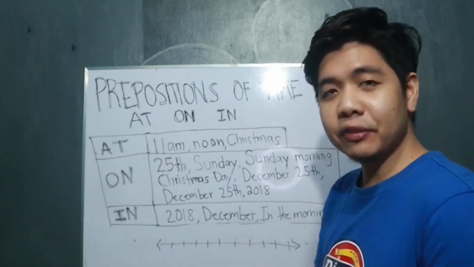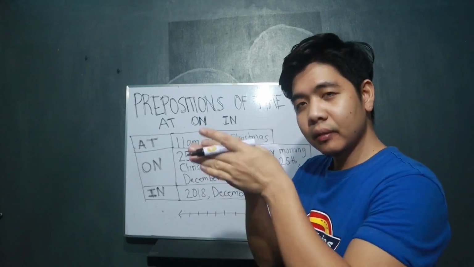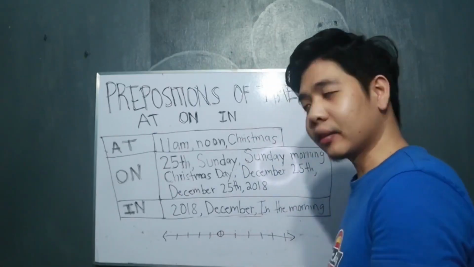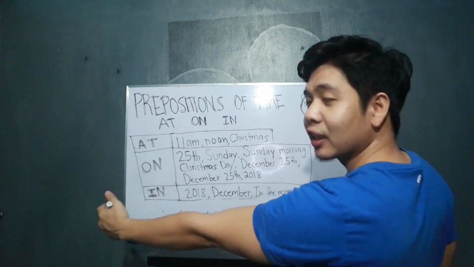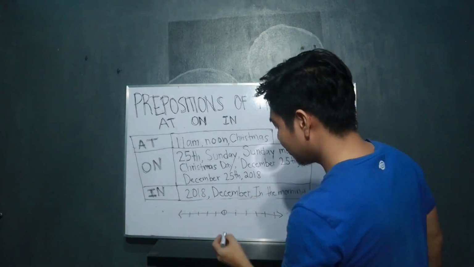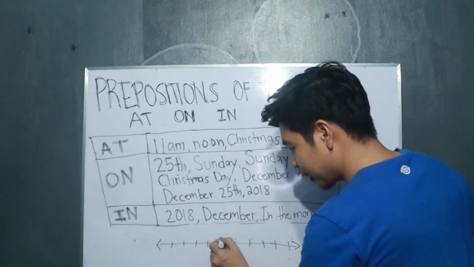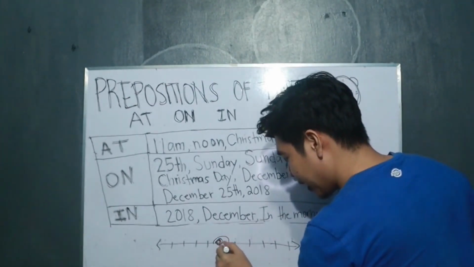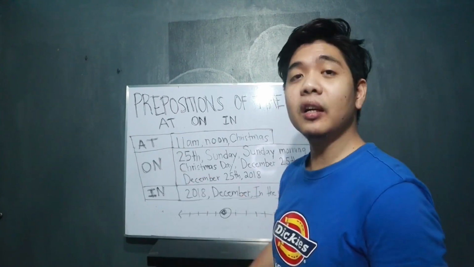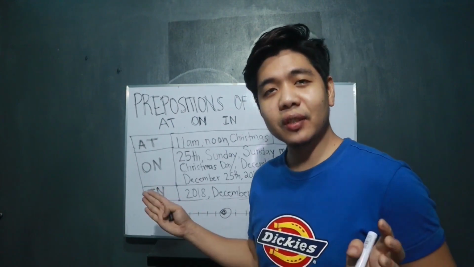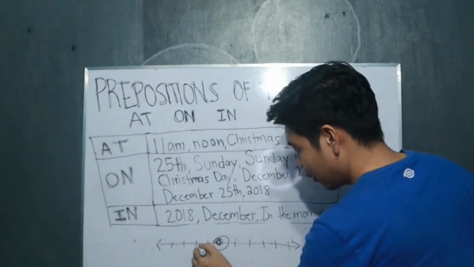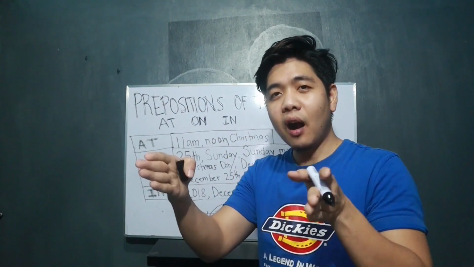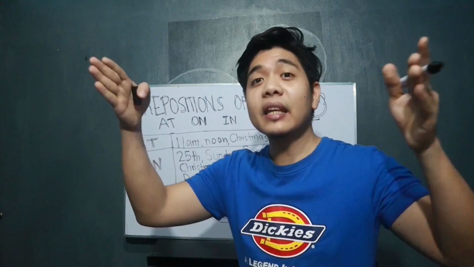So at: specific time of the day and holiday periods. So, parang ganyan lang siyang kaliit. Okay? So meron tayong isang range ng time dito. Alright? Range of time. At kung sabihin natin at, yan, specific time or holiday period. Siguro mas malaki eh. Alright? On, on the other hand, days or dates. So, pwedeng ganyan siyang kalaki. So, at, on, and then, in.